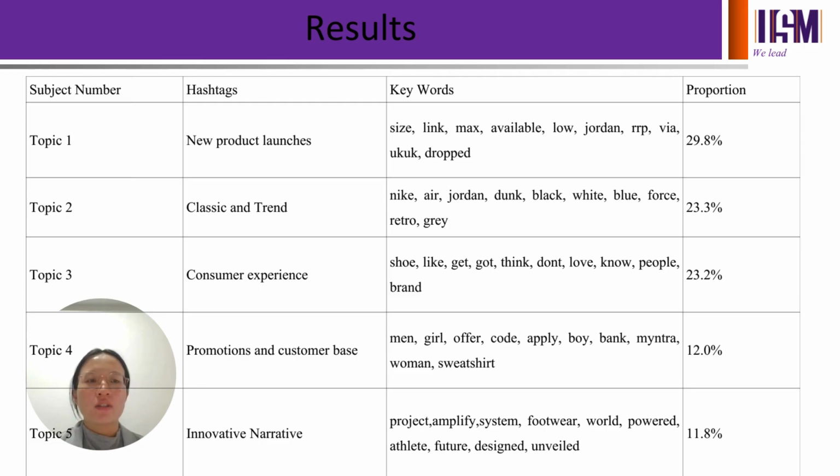This is the result of Nike's topic modeling. Topic 1 is new product launch. Topic 2 is classical and trending. Topic 3 is customer experience. Topic 4 is promotion and customer base. And topic 5 is innovative narrative. These 5 things are the areas that Nike's customers pay the most attention to.